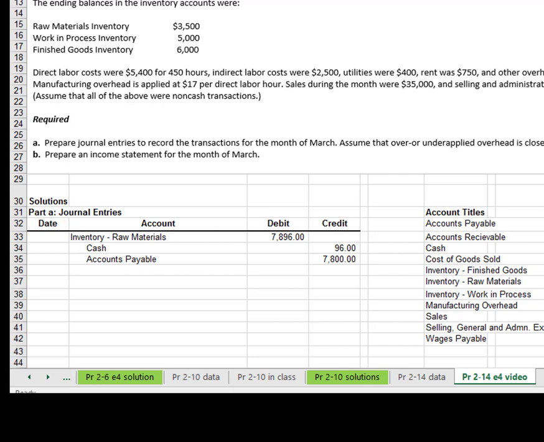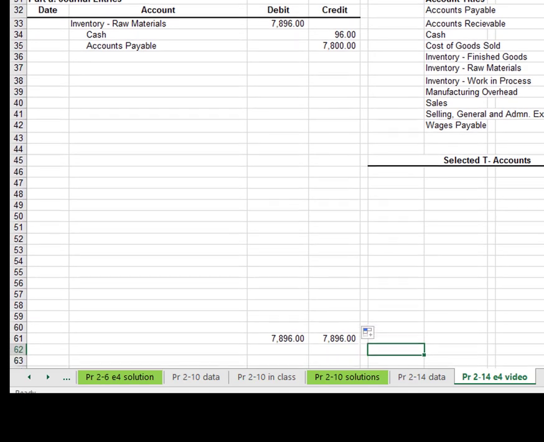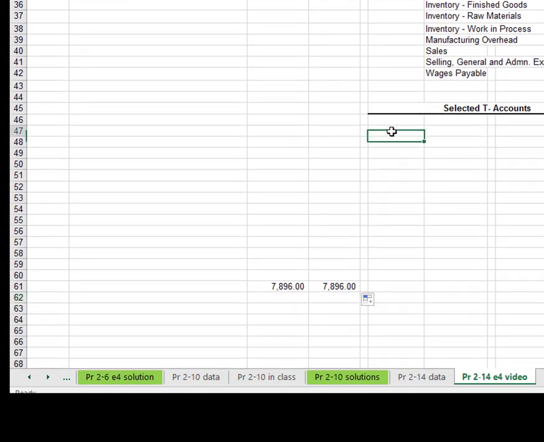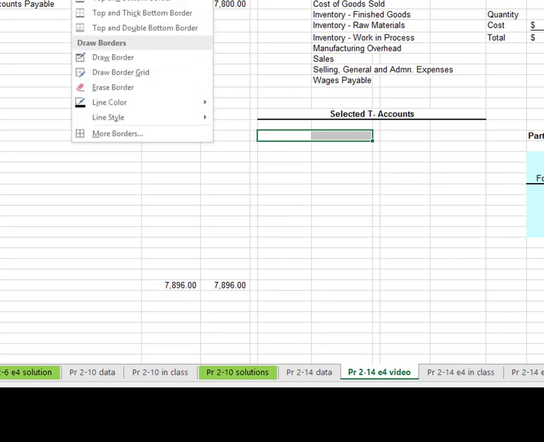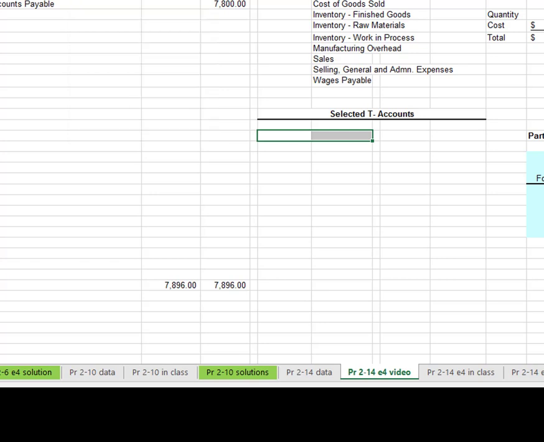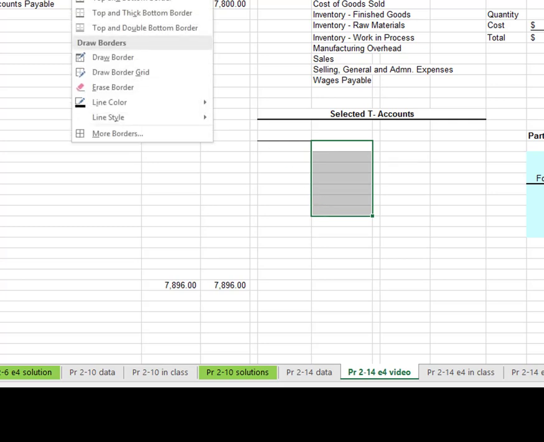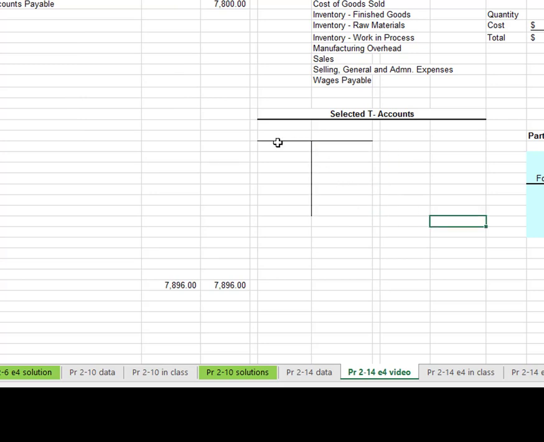Now, let's see. I've got my beginning inventory balances, all right? So those are what exist in the accounts already. So raw materials inventory, let's set up some T accounts here, okay? Now you might want to do this by hand. I'm going to set up these T accounts here so we can follow. So I'll do a bottom border and a left border.